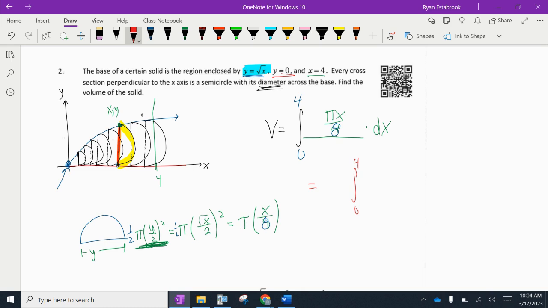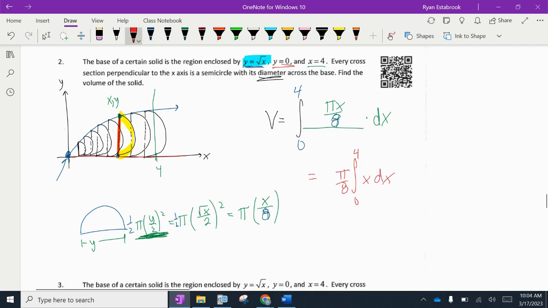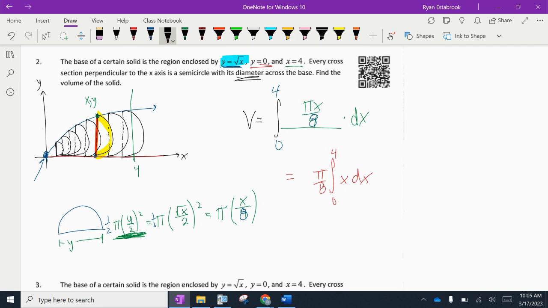It's not a variable. What is it? It's a constant. What can we do with constants? Do I want to keep that on the inside? Not really. So push that pi over 8 out front. Pi over 8. What is the integral of x dx? One half x squared. It's going from 0 to 4.